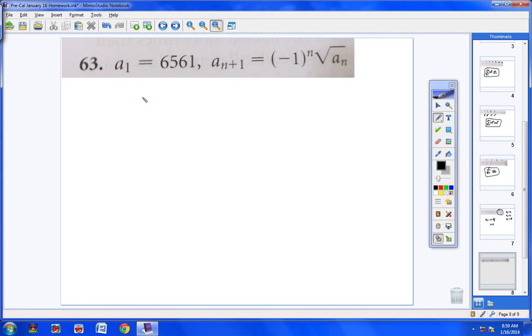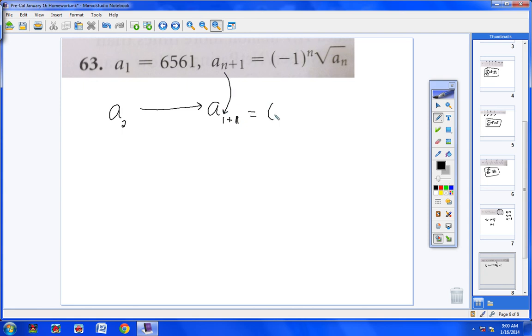Okay, 63. Here we go. They want us to find the first 4 terms, so we're going to start off looking for a subscript 2. We use our formula right here. Notice it's n plus 1. All right, so here we go. I'm going to put 1 plus 1 because I want this to be a 2 to match this 2 over here. So 1 plus 1. And notice by putting 1 plus 1, that means for n, I put a 1.